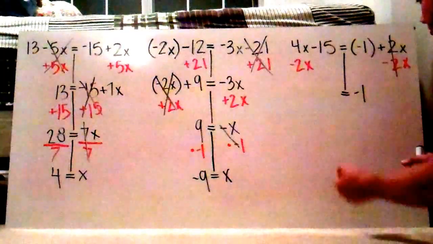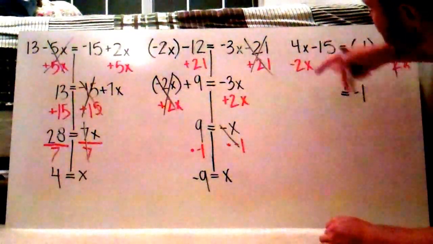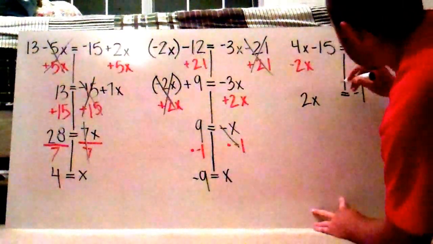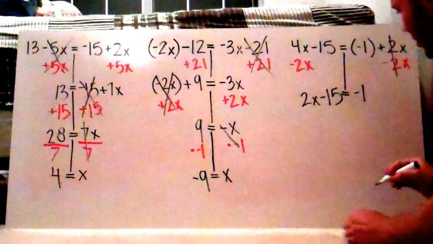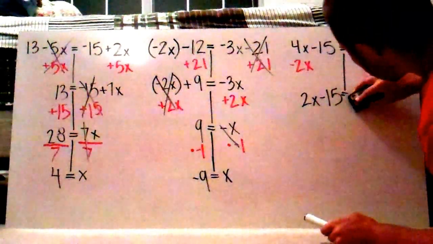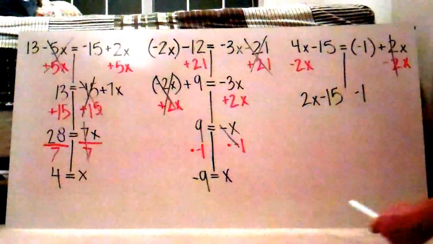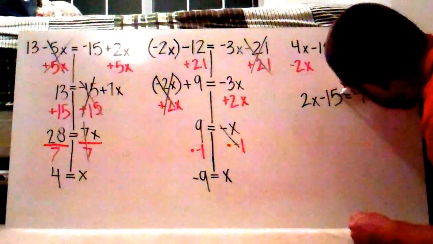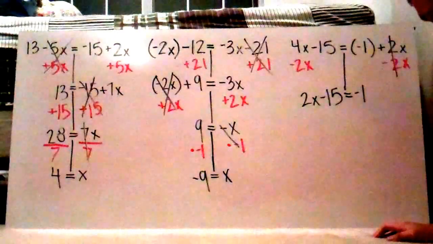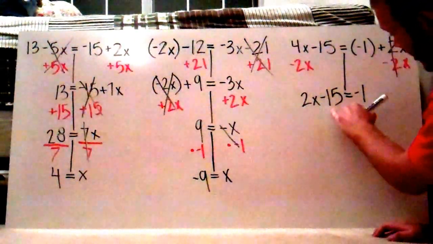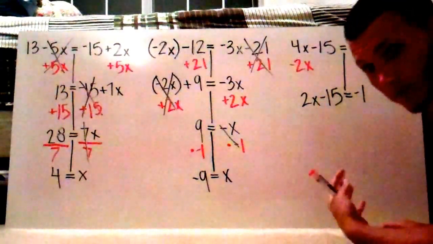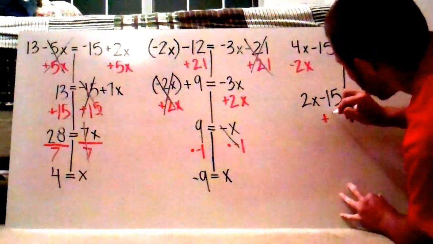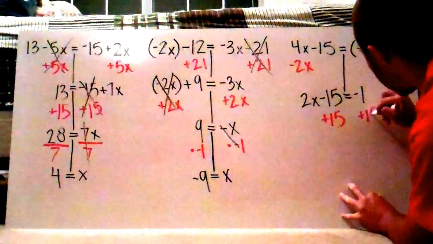And I'll just get rid of the parentheses. I'll just make it negative 1. And then 4x minus 2x is going to give me 2x, and minus 15. All right. Now, again, a little bit too close. I want this to be clear so that there's no confusion when you come into class tomorrow. There. Okay. So, now what I have to do is move the integer to the other side so that I just have the variable by itself. Well, the opposite of minus 15 is plus 15. So I'm going to do plus 15 on both sides.